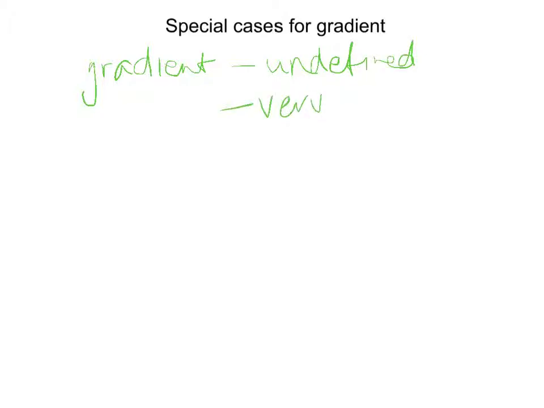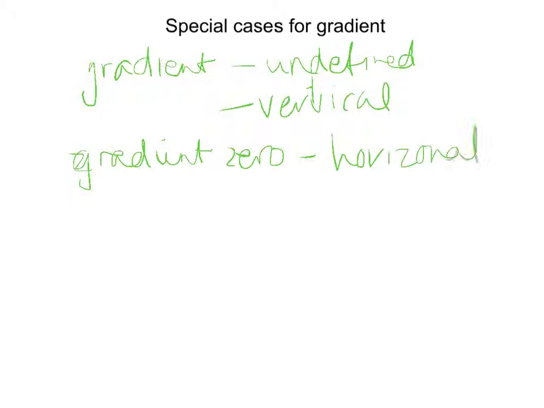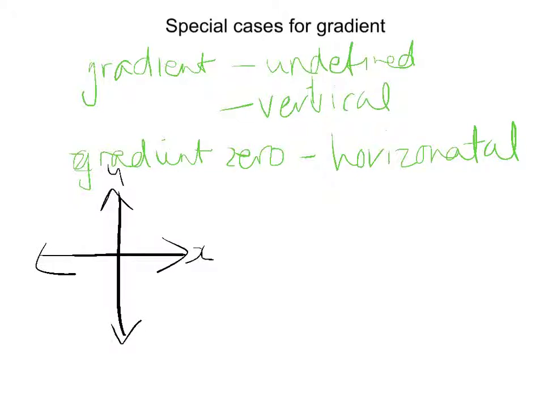There are 2 special cases for gradient. The gradient can be undefined, and this happens when I have a vertical graph, and the gradient can also be 0, which means that I have a horizontal graph. So if I draw that out, this is my x and y axes, y here, x here, and I draw, this is my horizontal graph, and this could be my vertical graph.